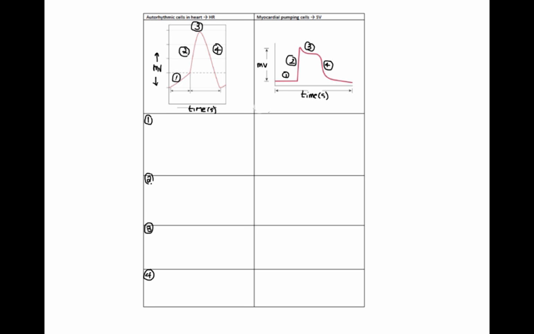So in step 1, you can see that we have what looks like a graded potential, and it actually is a graded potential, and in the heart it's actually called a pacemaker potential. And so this is caused by after hyperpolarization, and that happens actually at the end of the action potential, so it's kind of like a chicken and the egg thing.